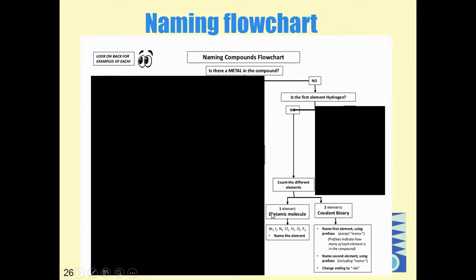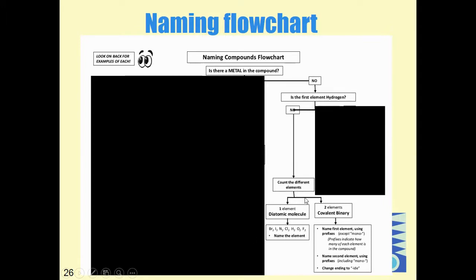So if you only have 1 element, that's your diatomic. Those are the 7 diatomics that you need to memorize. So if you have like a Br2, an I2, an N2, a Cl2, an H2, O2, or F2, you will just name that element by its name. So Br2 is bromine. I2 is iodine. Remember, these are the guys that don't like to exist by themselves. If they can't bond to something else, they will bond to themselves because they don't like to be by themselves. Okay, so if you have 1 element, you're a diatomic. It's only going to be one of these 7.